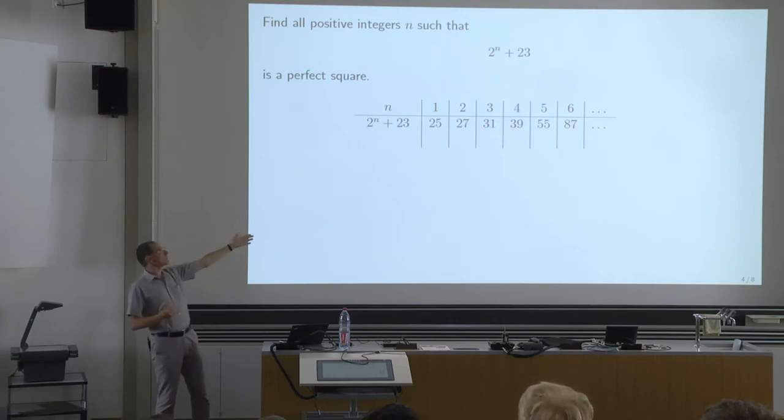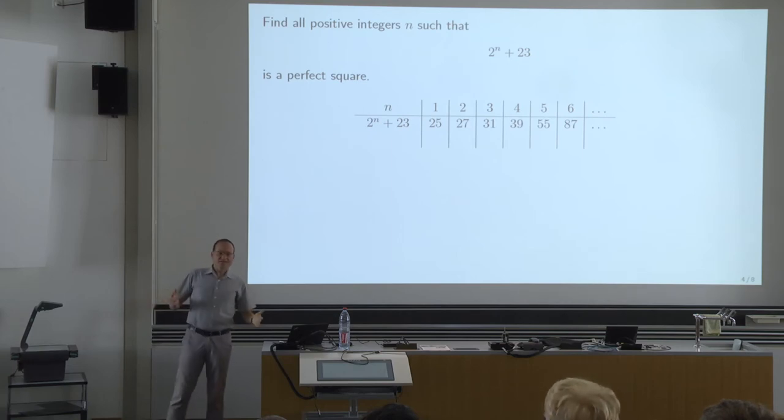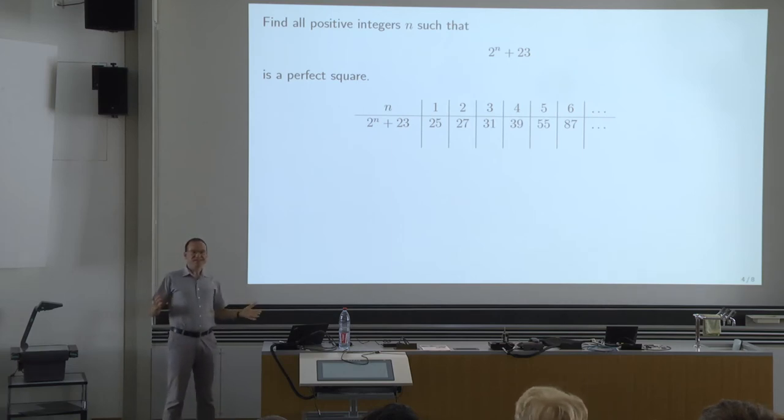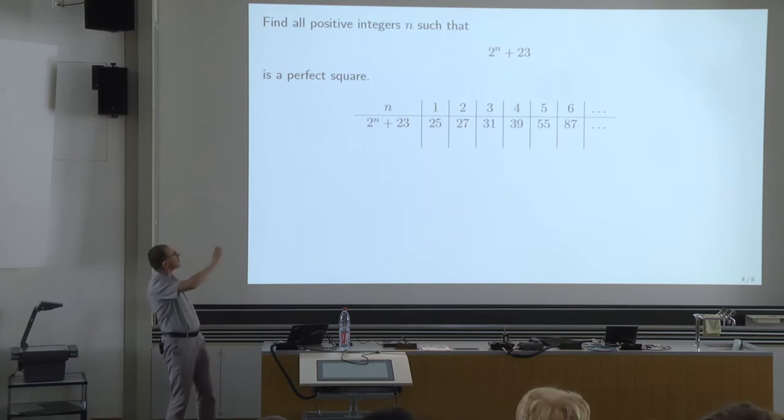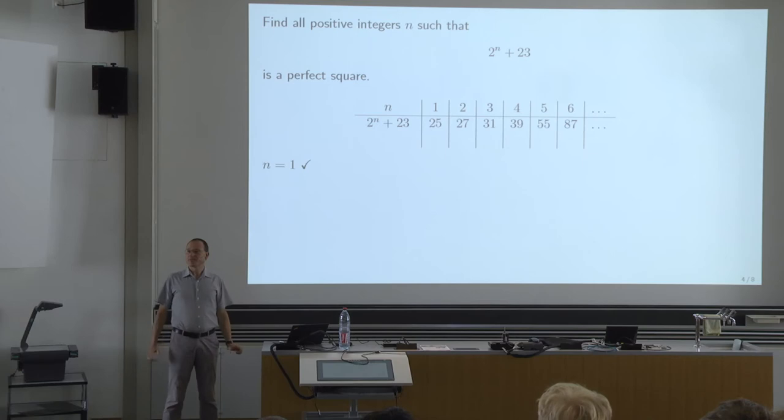at least so far. But maybe when n is 1,507,011, maybe then you get a perfect square. You have to find all integers for which this is a perfect square. So far, we have n equals 1. Check. Are there others? That's the question. Are there other integers so that this quantity becomes a perfect square?